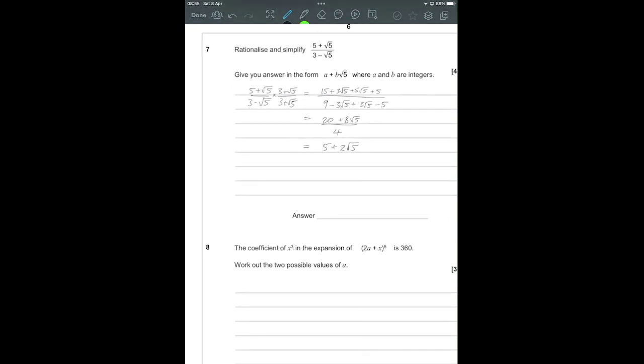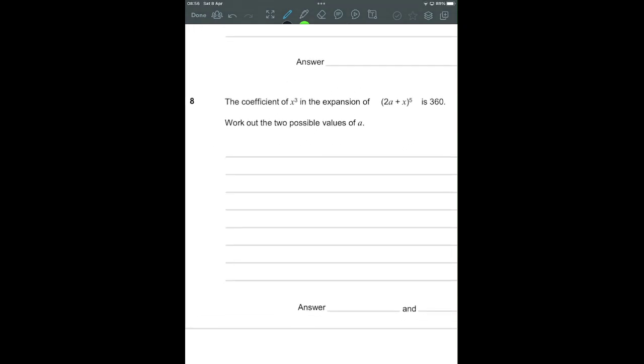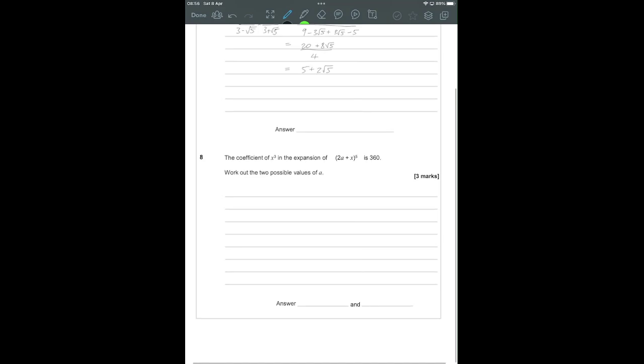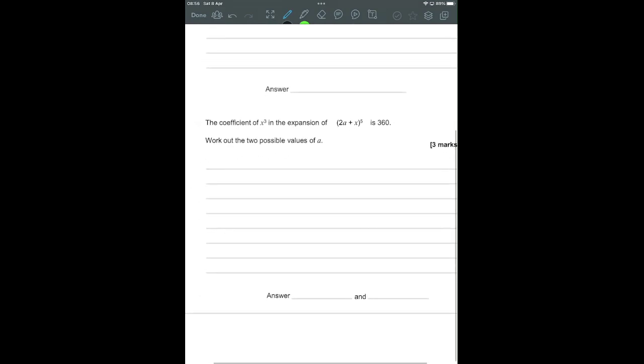Question 8. Question 8 is our Pascal's triangle question. So we need to start by writing out the Pascal's triangle. We need to get to the 5th row. So that's my 0th, 1st, 2nd, 3rd, 4th, and 5th. Remember how we create this is by adding the two terms from above. So I now know all my coefficients of 1, 5, 10, 10, 5, 1.